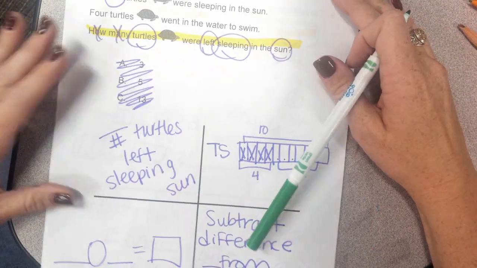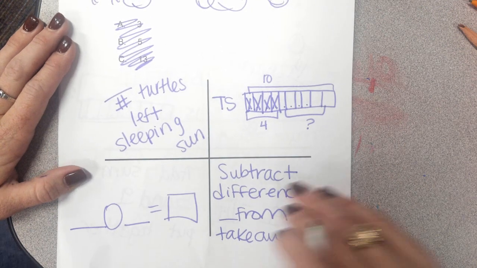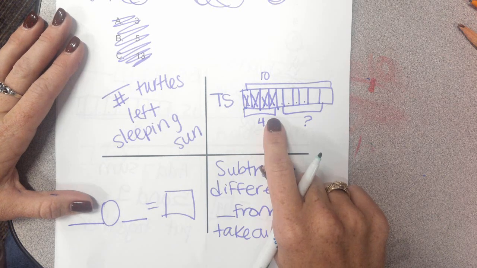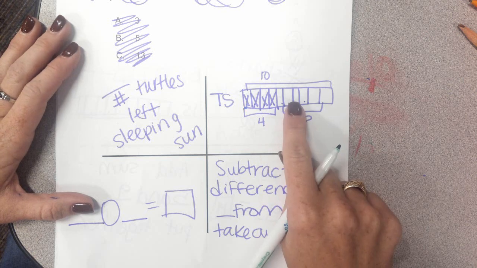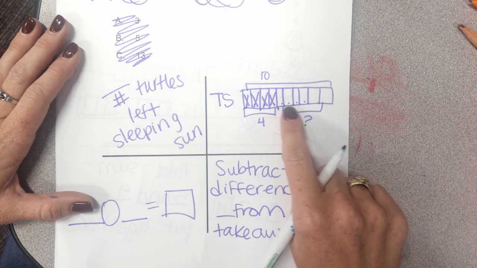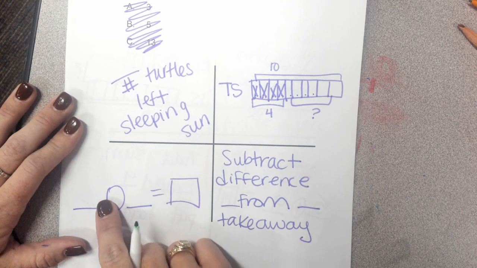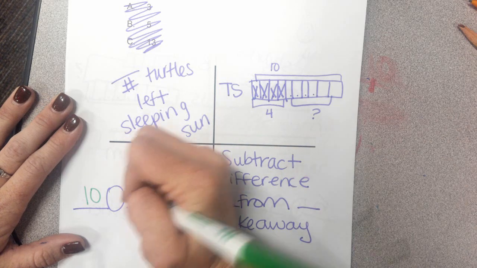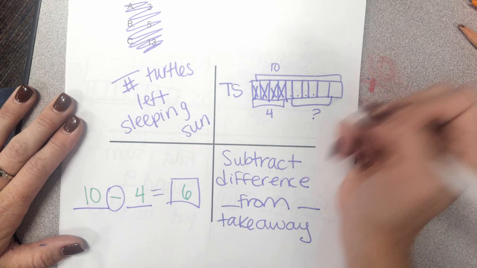And lastly, 10 turtles. Okay, we did half of this problem together. Okay, there were 10 turtles sleeping in the sun. 4 went in the water to swim, so we X'd them out because they went swimming. And we want to know how many are left sleeping in the sun. So these guys are still here sleeping in the sun. So to fill in our number sentence, we had 10. Then we minused 4 because they went swimming. And there are 6 left over.